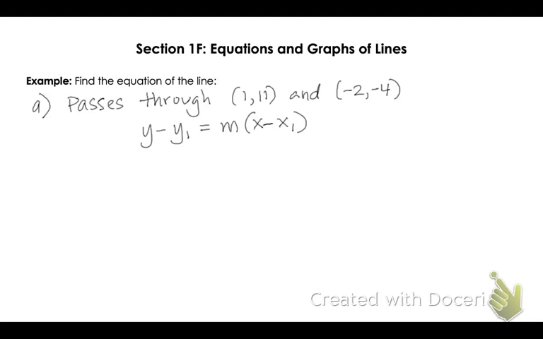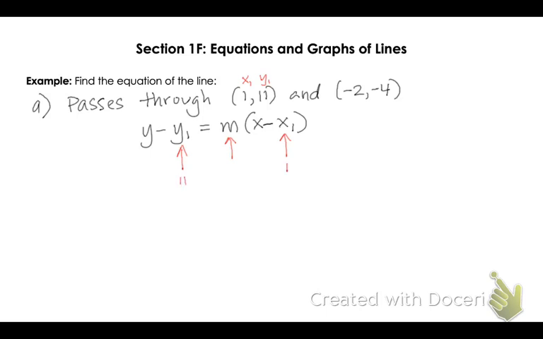And we want to plug in three different places here. We're going to plug in for y1, for x1, and for m. Now, it doesn't matter whether you consider the point (1, 11) as (x1, y1) or (2, -4) as (x1, y1). Either point will work. You're going to get exactly the same equation of the line. Positive numbers are easier to deal with than negative, so I'm going to call this point (x1, y1). But again, you can pick your favorite point. You'll get the same answer either way. So I'm going to plug in x1 is equal to 1, and y1 is equal to 11.